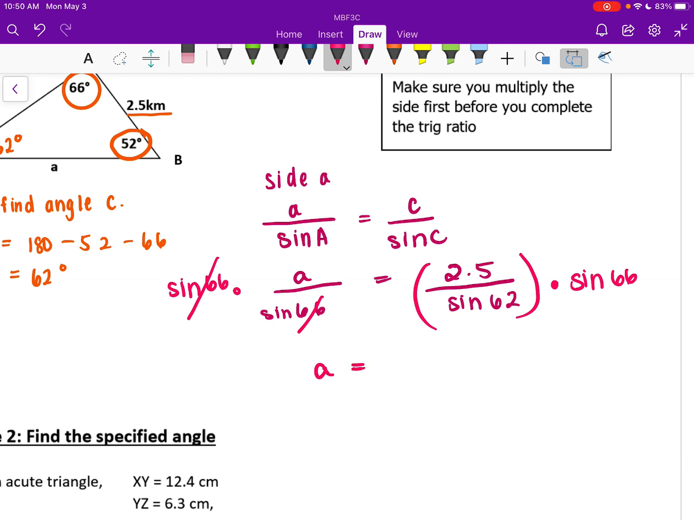So I know A is equal to 2.5. I'm just going to do it all in one step. So I'm going to do 2.5 divided by sine 62, and that gives me 2.831425. And then I'm just going to multiply that by sine 66, which is going to give me about 2.58. So I know it's going to be 2.6 kilometers.